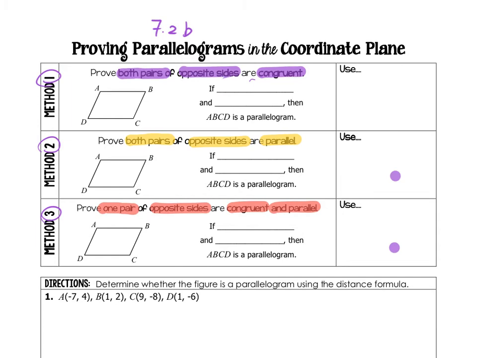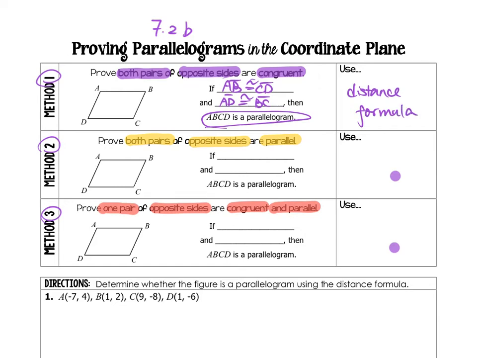So if I can prove that AB and CD are congruent, and AD and BC are congruent, then ABCD is a parallelogram. And to prove this, I need to use the distance formula.